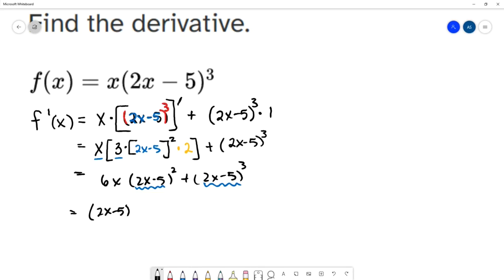And I'm going to take the lower power, so the squared is the lower power. If I factor that out, I'll be left with 6x. And since I'm factoring out two factors of 2x minus 5, and this has 3, I'm still going to have one more factor of 2x minus 5 left. Let's simplify inside those brackets. 6x plus 2x is 8x. And so we get 8x minus 5. So our derivative of x times 2x minus 5 cubed is 2x minus 5 squared times 8x minus 5.